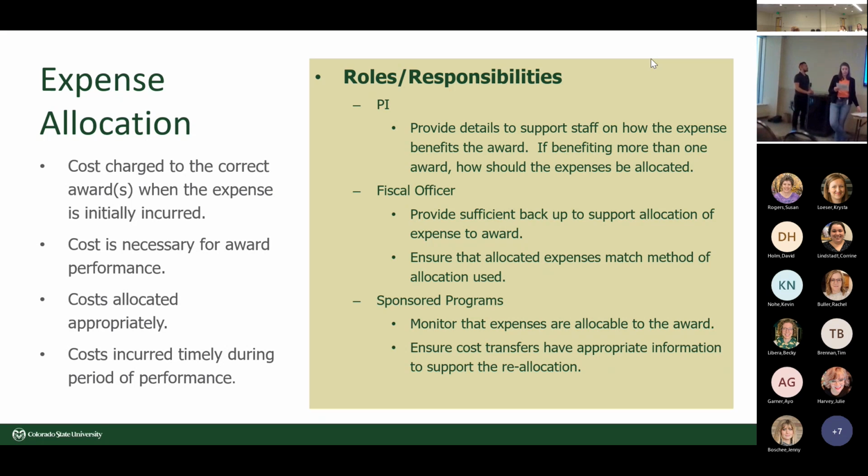The cost is necessary for award performance. It's not just because somebody wants a meal and so they're going to have an event so they can have somebody else pay for their lunch. How does it benefit the project? And the costs are allocated appropriately. So again, if it's sharing against multiple projects, make sure to allocate it across multiple projects. And then costs are incurred timely during the period of performance.